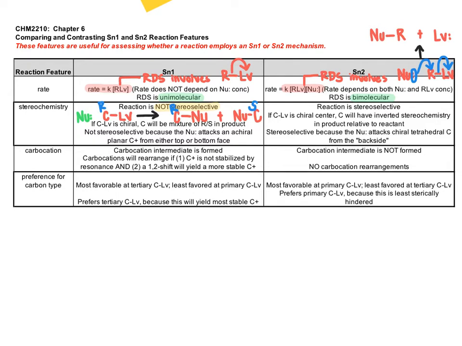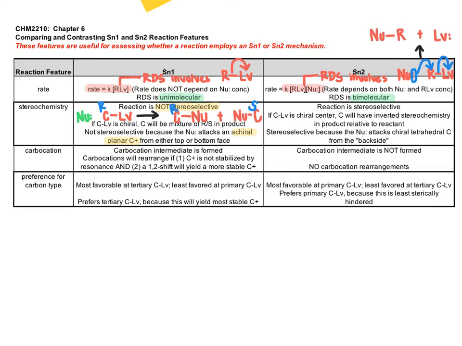The reason it's not stereoselective is because the nucleophile in this reaction is attacking an achiral carbon. Specifically, it's attacking the trigonal planar carbocation, and it can attack that flat carbocation from either the top face or the bottom face, thereby giving rise to the R and the S products of the reaction.